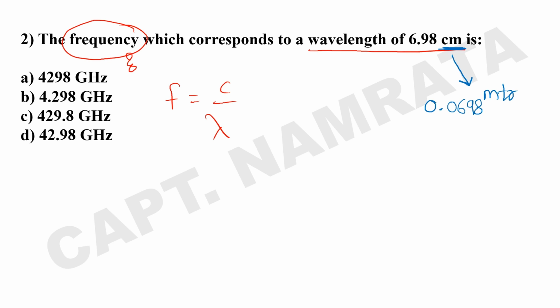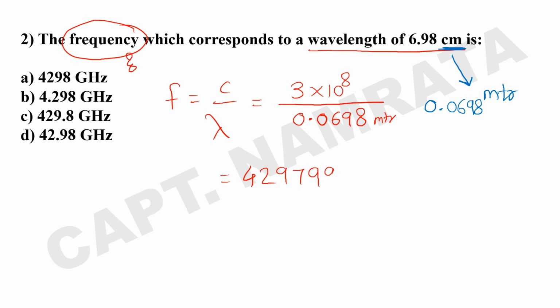Now, I can use this value. So, let's go ahead with the numerical. The value of C we know, that is 3 into 10 raised to 8 divided by 0.0698. Now this value is in meters. When we do this calculation in the calculator, the value which we get is a pretty big number, that is 4297994269. Now if you see the options, they are somewhat matching the numbers, but the number of digits are different.